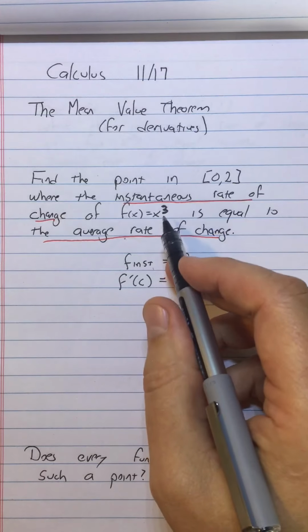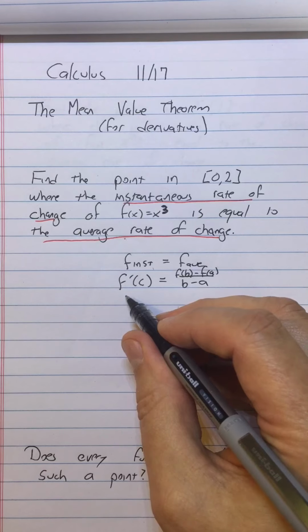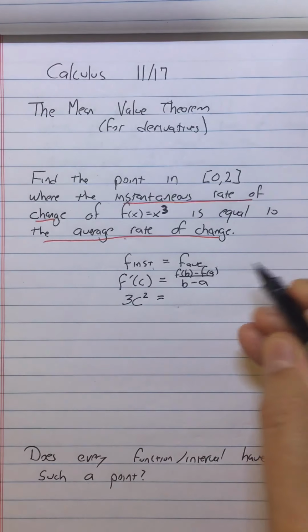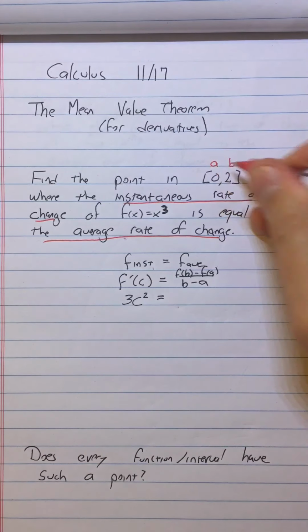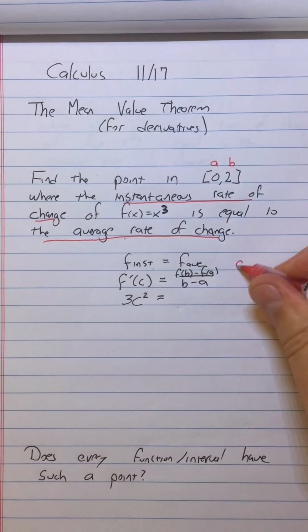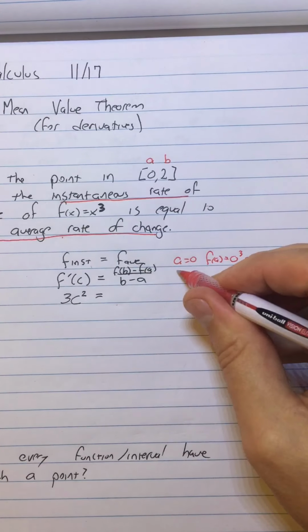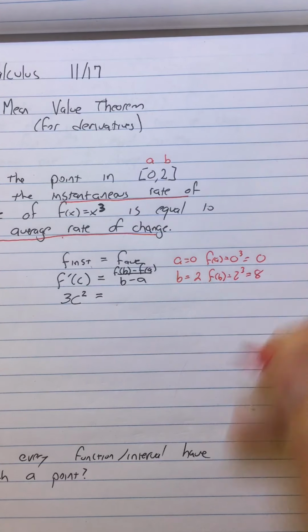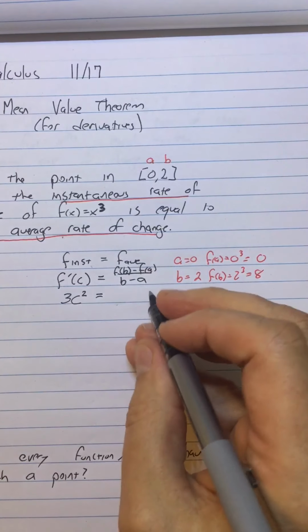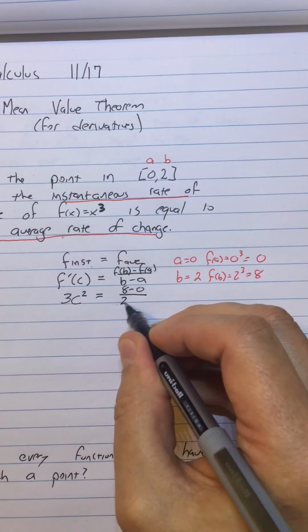All right, well, I know that F prime of x is 3x squared, so F prime of C is going to be 3C squared, and that needs to be equal to, well, let's see, B and A are right here. This is A and this is B. So that means A is 0, F of A is 0 cubed, which is also 0. B is 2, so F of B is 2 cubed, which is 8. So for this slopey fraction right here, I can write 8 minus 0, and for my denominator, I can write 2 minus 0.